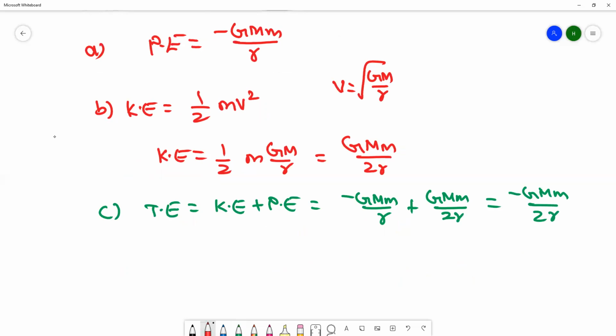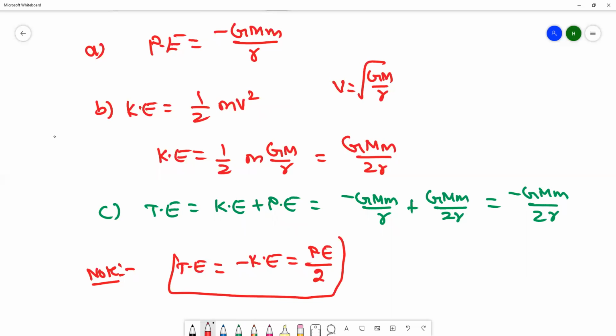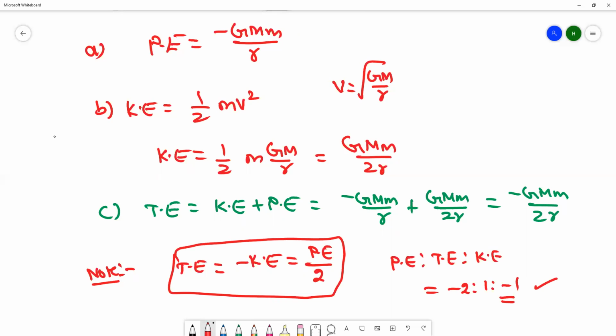Note this point, you can keep it, it is an important objective. Total energy is equal to minus kinetic energy, that is equal to potential energy divided by 2. Very, very most important relation. If we take the ratios, potential energy to total energy to kinetic energy is minus 2 to minus 1 to 1. Important relation, make a box around this one.